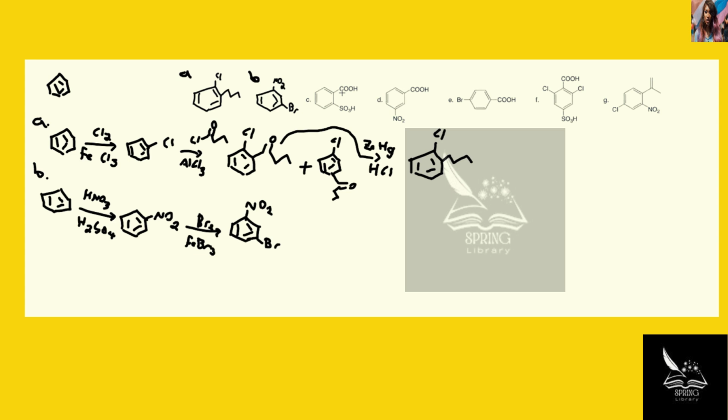So now what about C? Well, in C, we have a carboxylic acid with a sulfonyl group ortho to it, but if I were to add the sulfonyl group first, then that would be meta-directing for here and here. So that wouldn't create the product of interest. Now if I were to add my carboxylic acid first, that would also be meta-directing here and here. So that wouldn't help me much either.